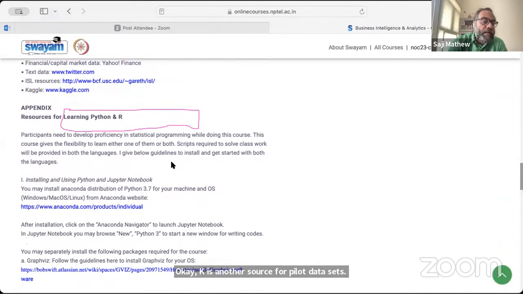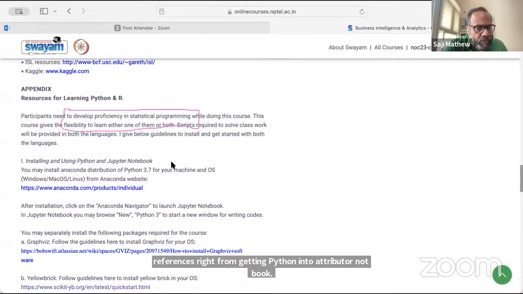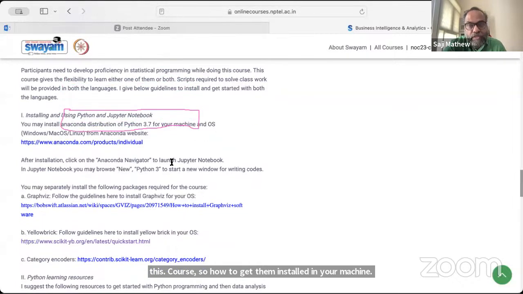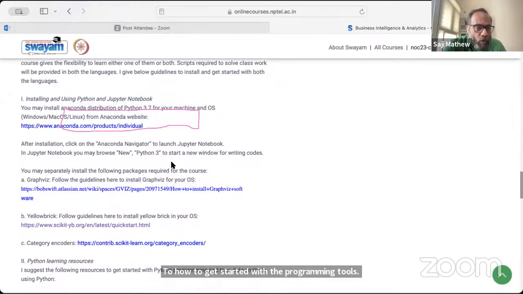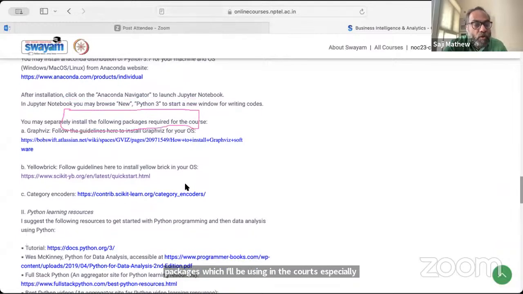Now in addition to this, I have collated a reasonable amount of material to learn Python and R. In order to support you with learning Python and R, I have provided references right from getting Python and Jupyter Notebook. I'll be using the Anaconda distribution of Python in this course. So how to get them installed in your machine, how to get started with the programming tools, and how to get going. And there are some additional packages which I'll be using in the course, especially for clustering and decision trees. All that is given here.